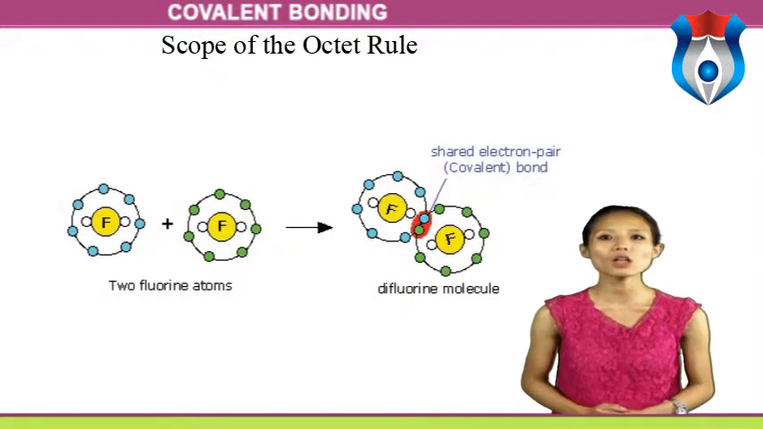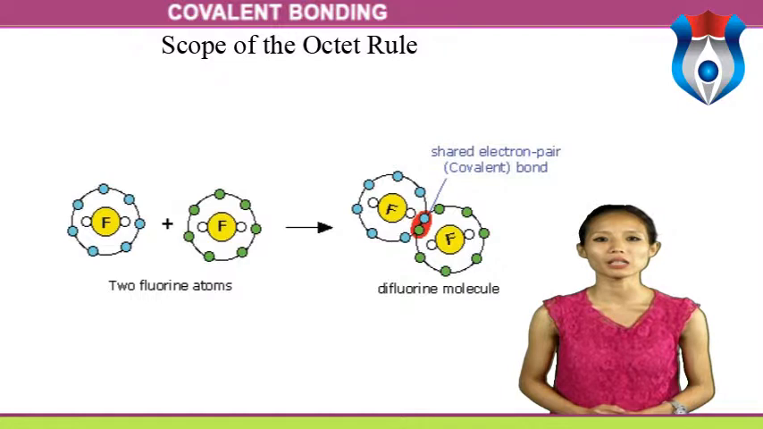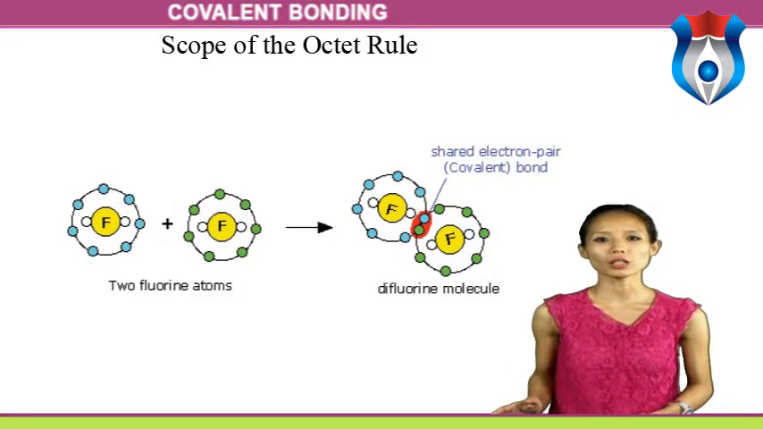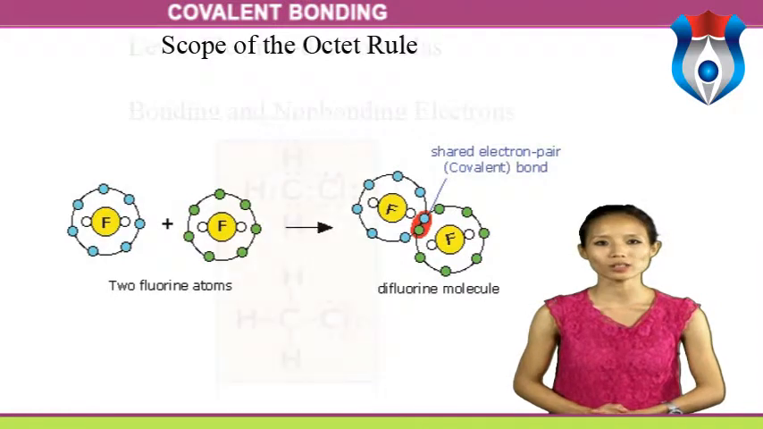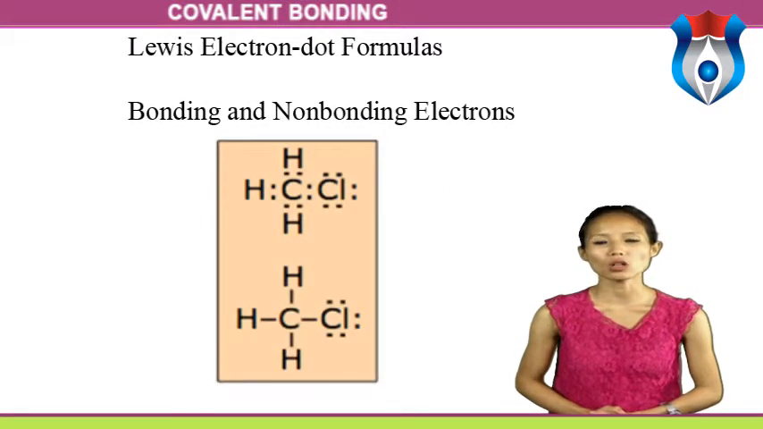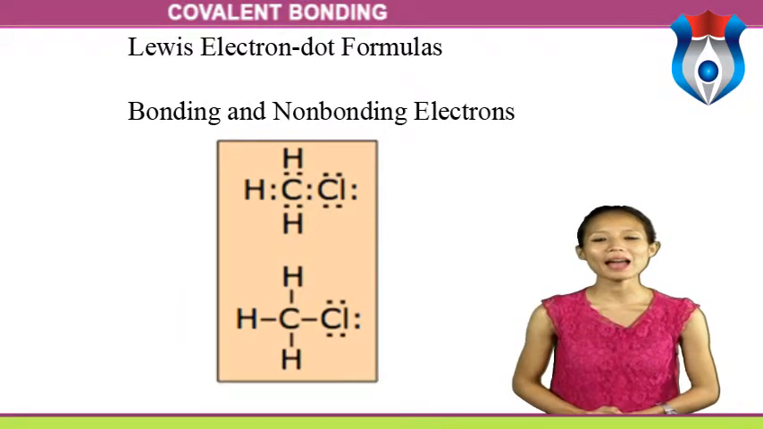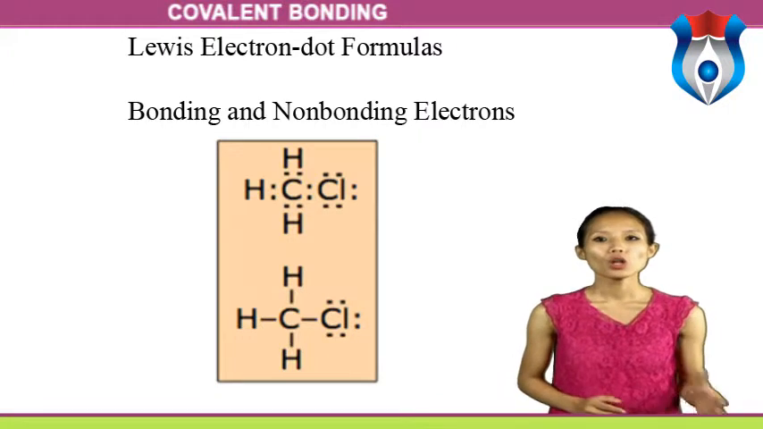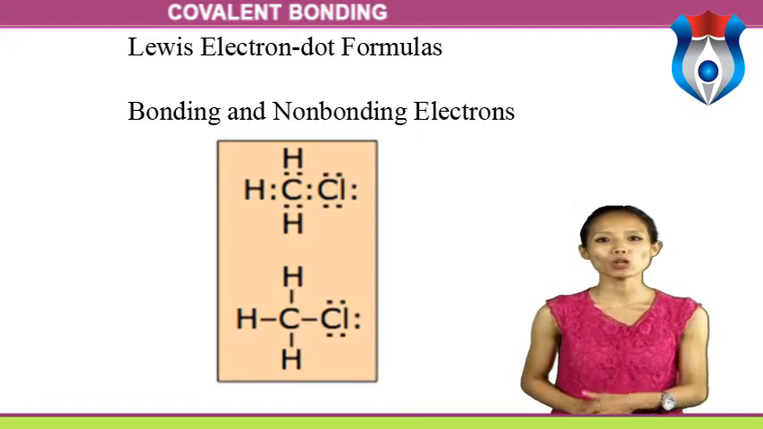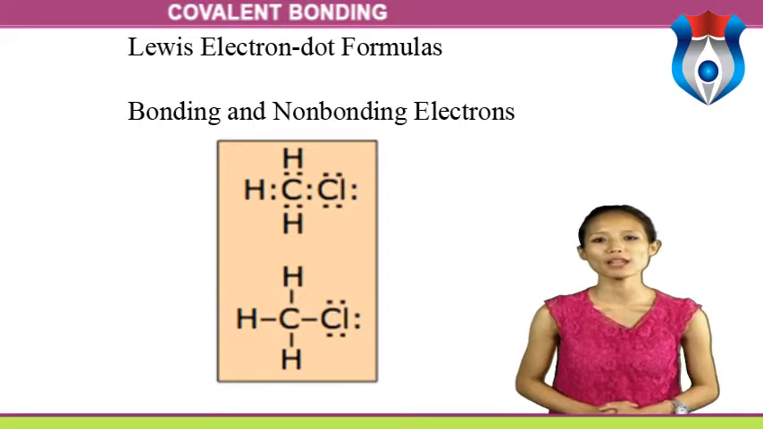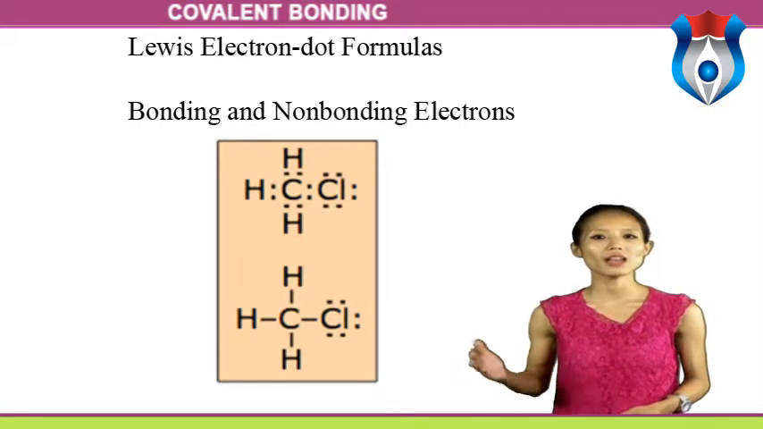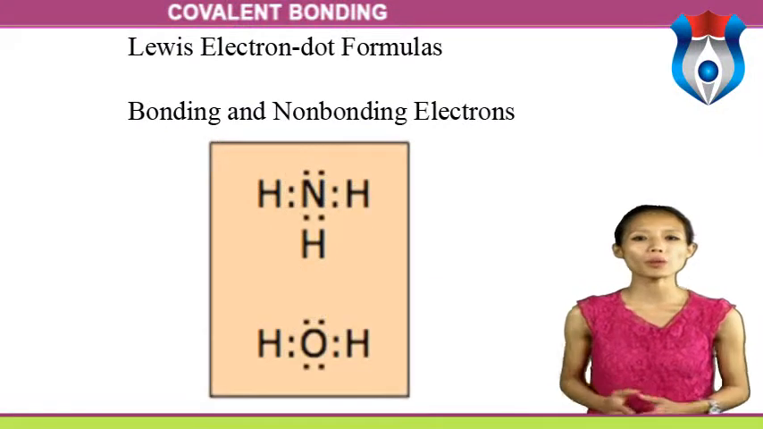In these cases, we hedge the rule a bit and euphemistically refer to the larger number of electrons as an expanded octet. Lewis electron dot formulas. Bonding and non-bonding electrons. Lone pairs. In many molecules, not all of the electron pairs comprising the octet are shared between atoms. The unshared electron pairs are often called lone pairs.